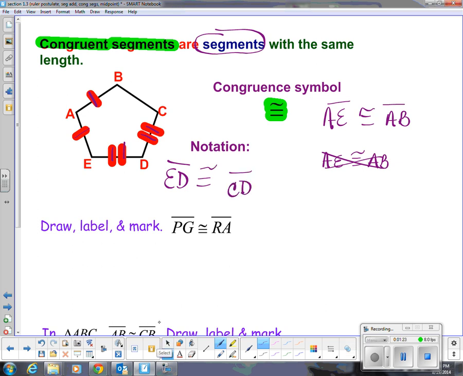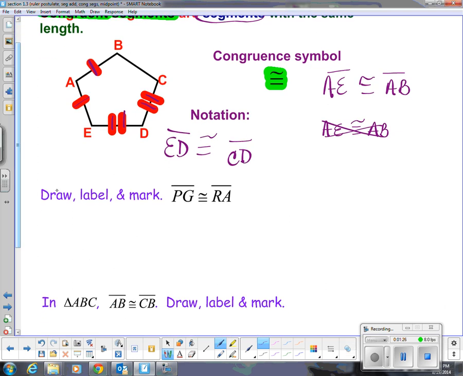One of the things I really want to emphasize, because it's so very important, is draw, label, and mark. First I have to draw a segment PG and a segment RA. So I've drawn two segments. The label part is next. I'm going to label this with P and G because the segment's named for its endpoints, and this is going to be R and A. So I have labeled my diagram. Now the mark part means, what does congruent mean? Well, that means that this length is the same as that length. So we have to mark them congruent. Otherwise, you can't assume that they are congruent. Draw, label, mark. Let's do it again.